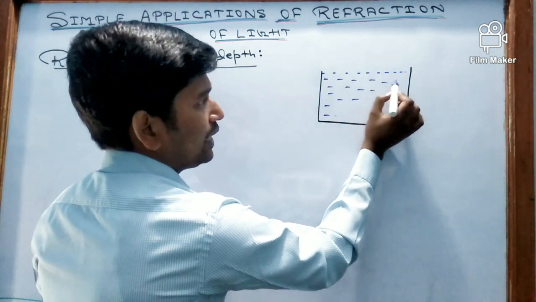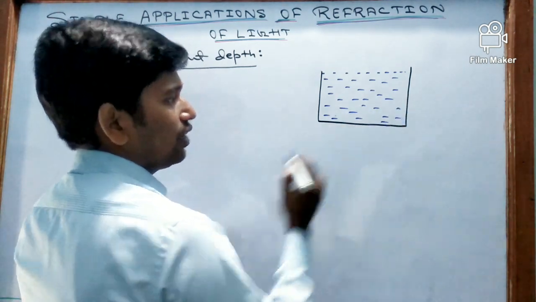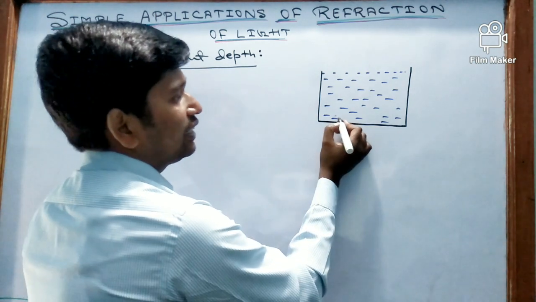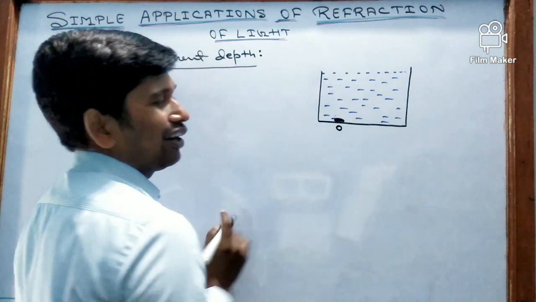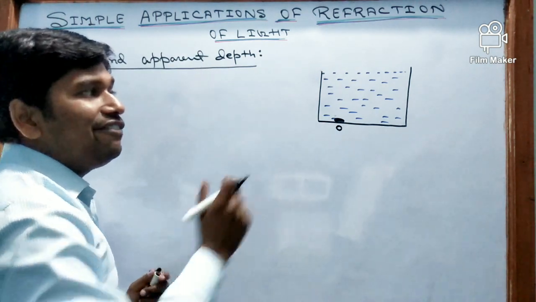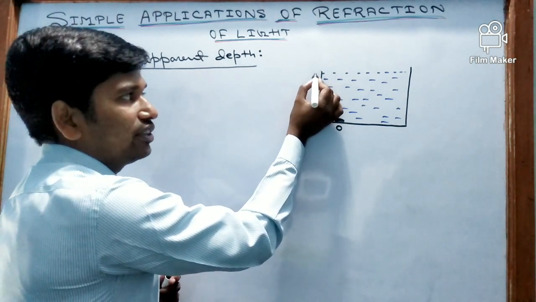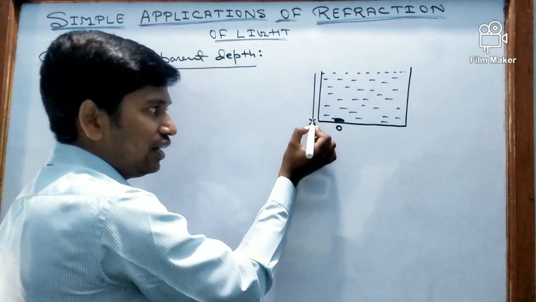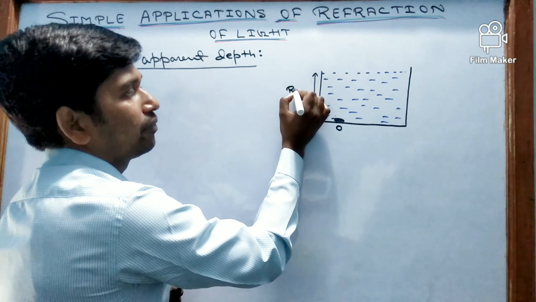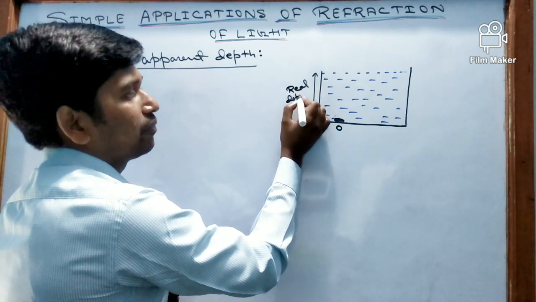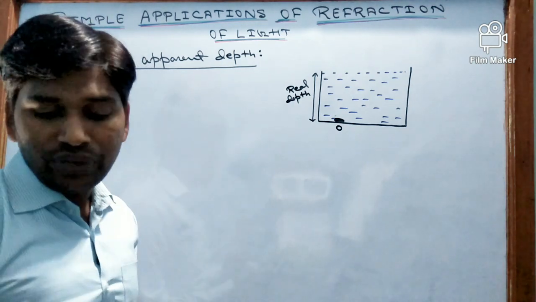So, if we keep a coin, let a coin be placed at this point. Suppose at point O, a coin, an object, is kept. If we see, it will not look at this much depth. So this depth is known as the real depth. It is called the real depth.